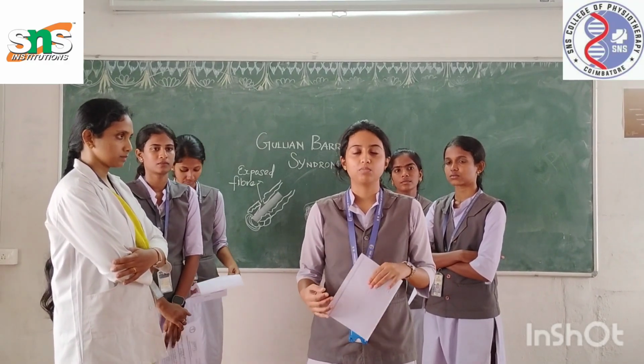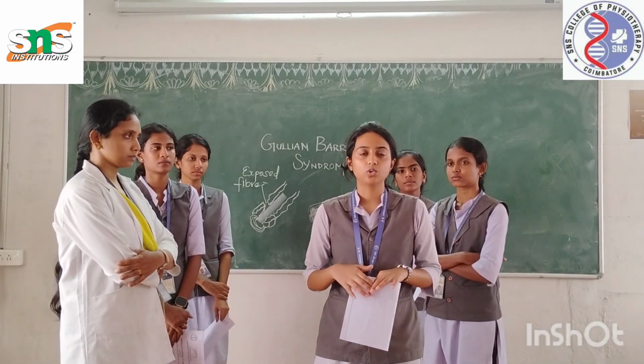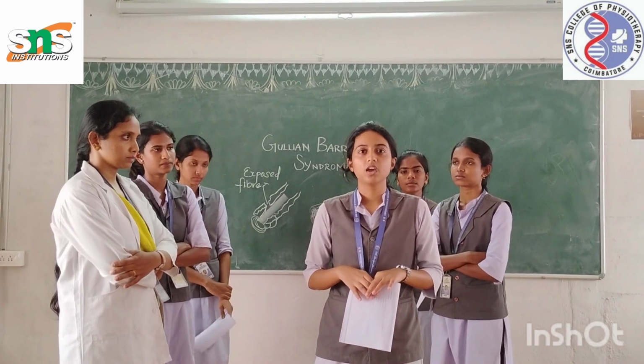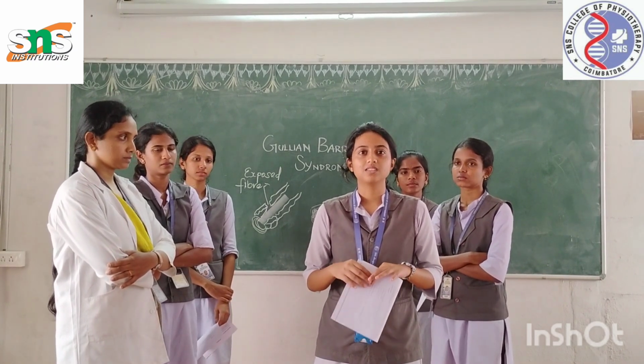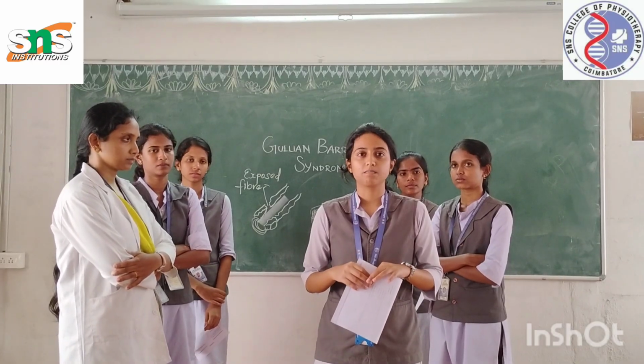Explaining the epidemiology of Guillain-Barré syndrome, the incidence is 1 to 2 cases per million population. Coming to the age distribution, it is common in all age groups, but the incidence increases with aging. Also, the prevalence is more in males compared to females.